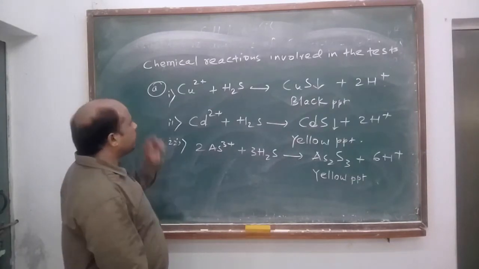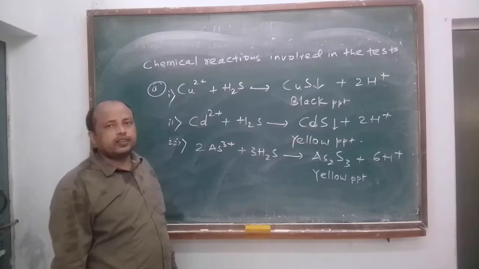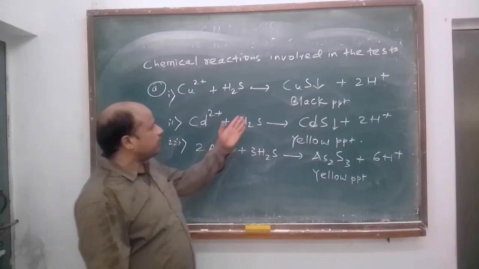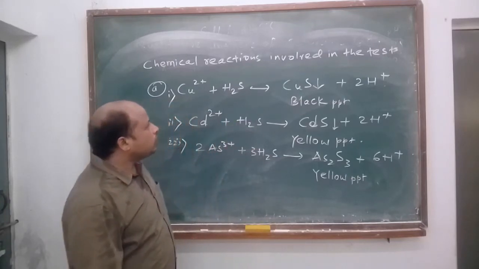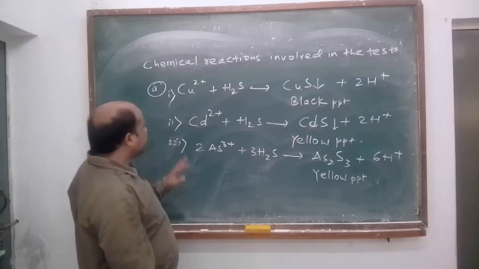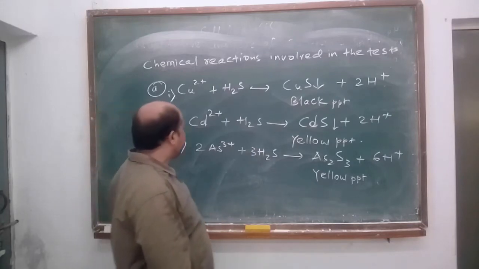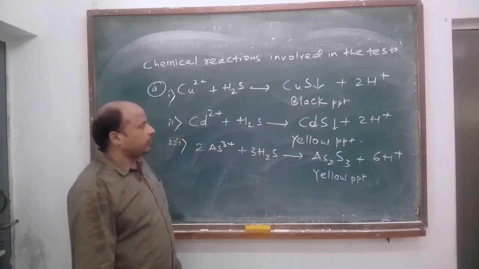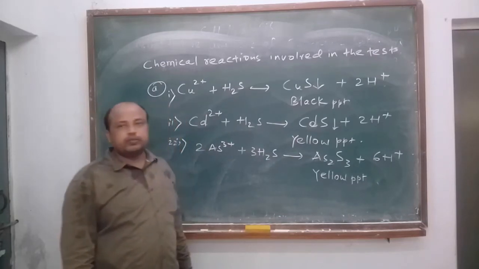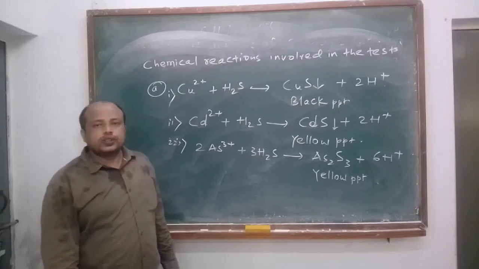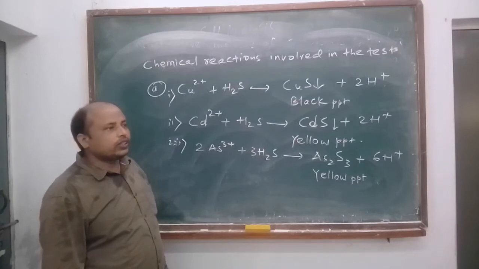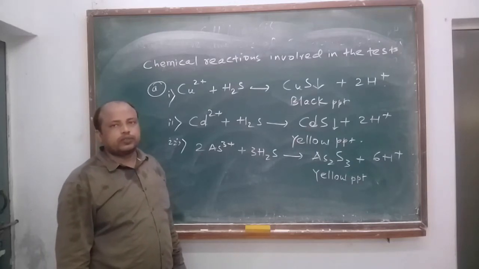So student, this is the reaction involved when we add H2S to the given salt sample. If it contains copper, a black precipitate is obtained, that is copper sulfide. If it reacts with cadmium, it forms cadmium sulfide. If it reacts with arsenic, it forms arsenic sulfide. So copper will give black color, and cadmium and arsenic will give yellow color. This is the reaction involved when group reagent H2S in acidic medium is passed through the given salt sample.